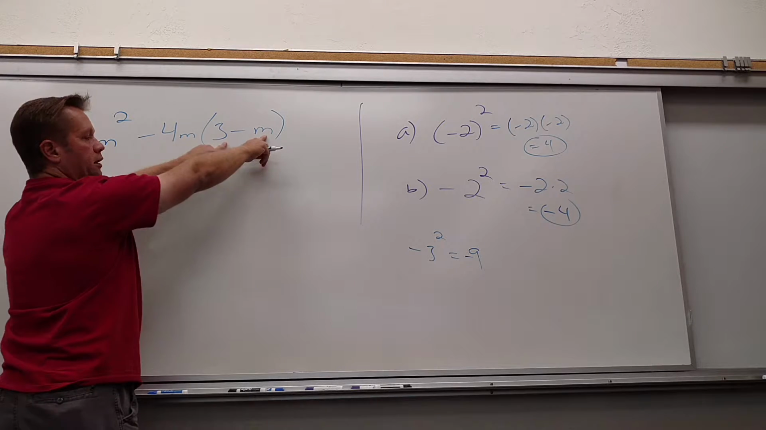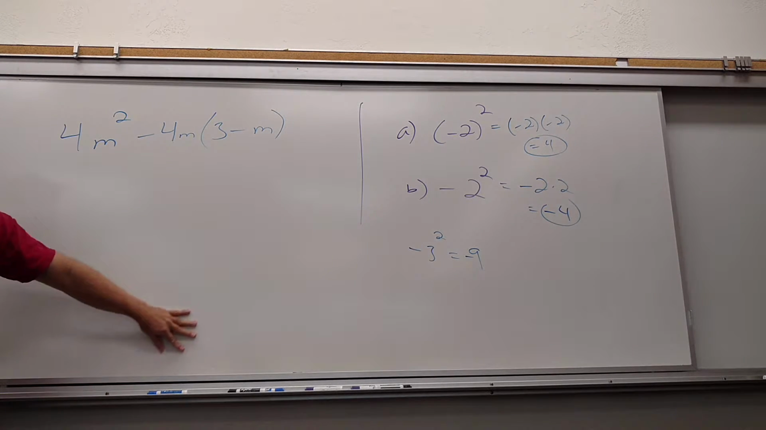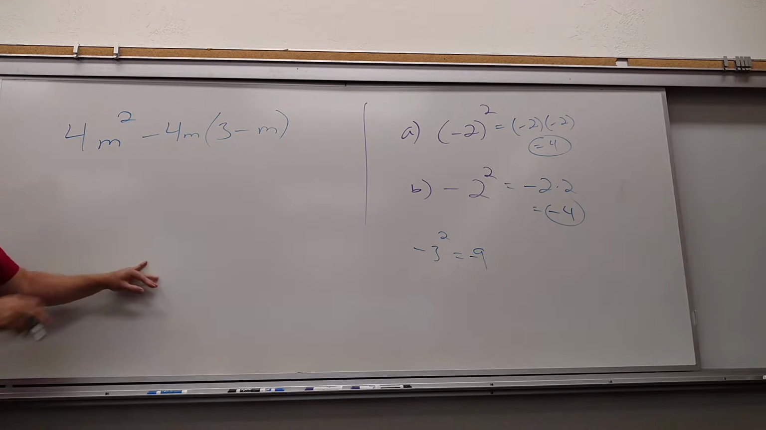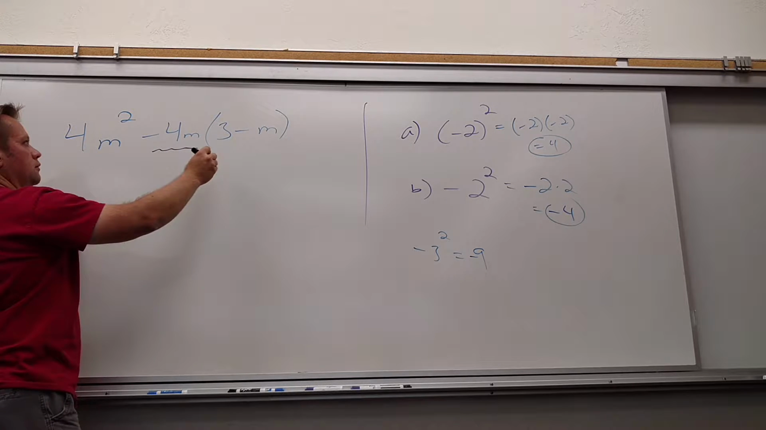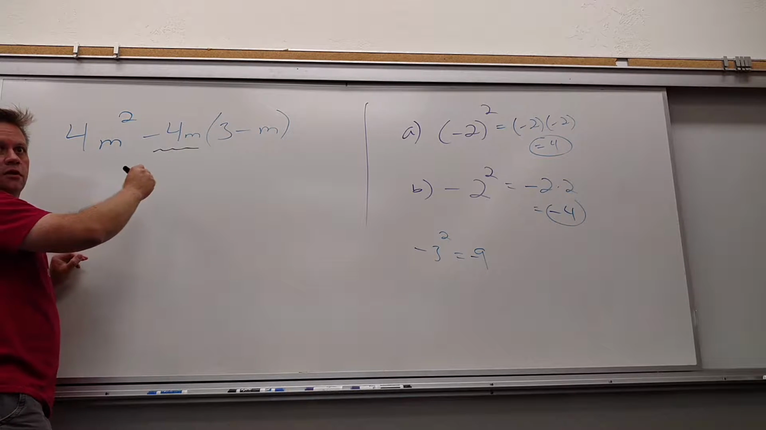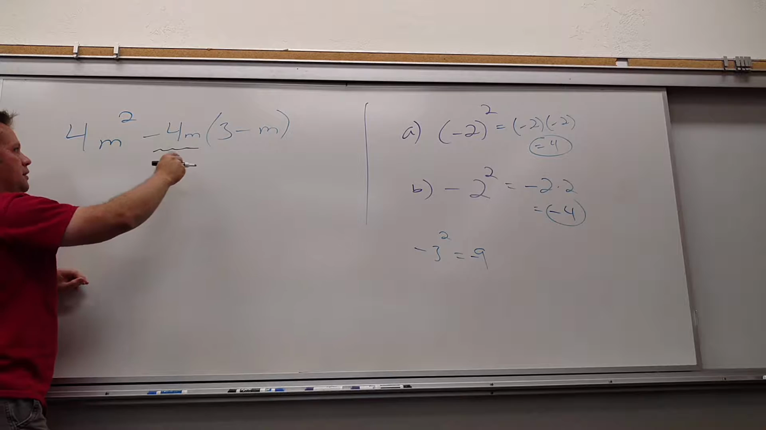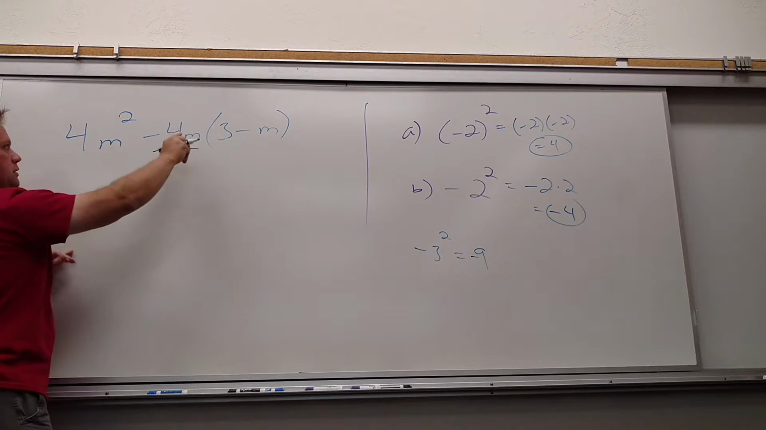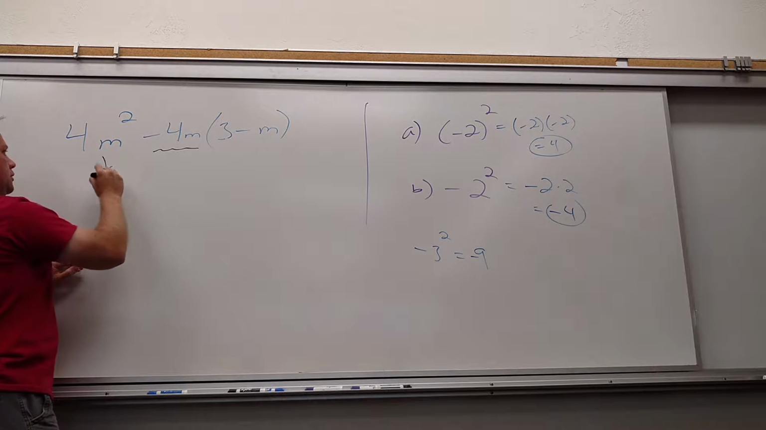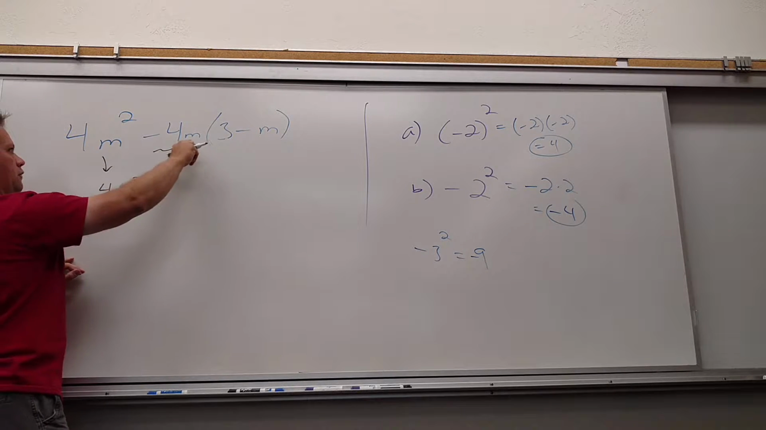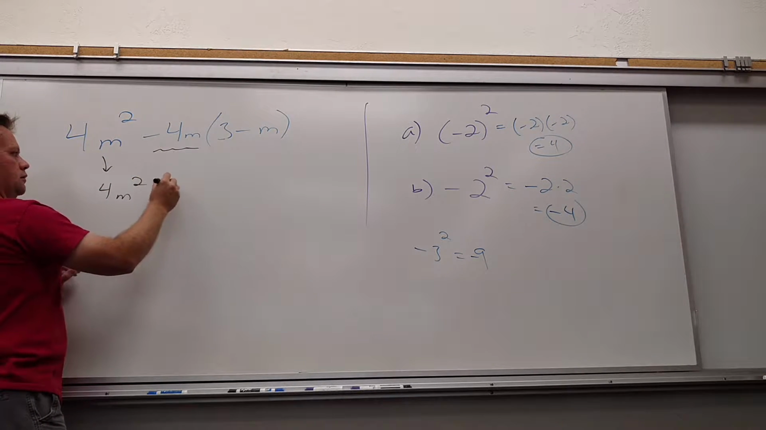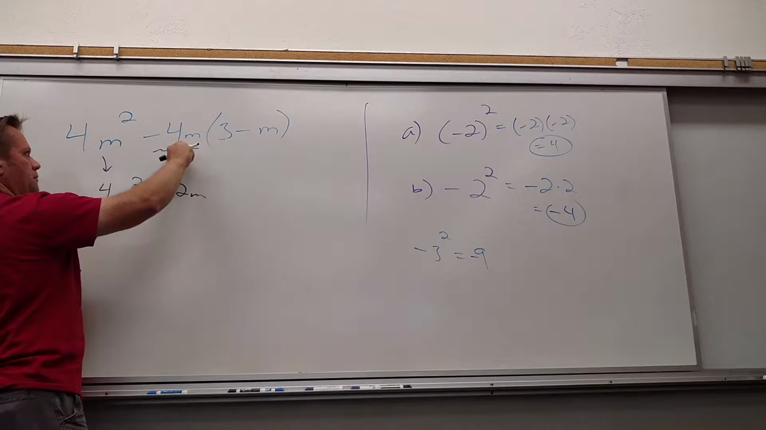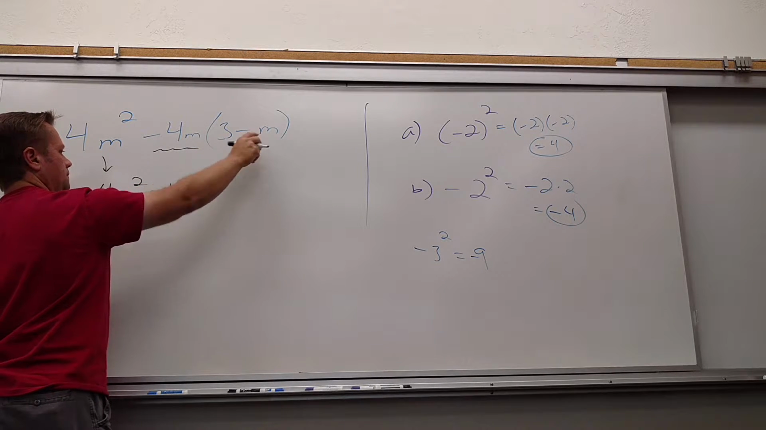Yeah, well, here I can't do anything, right? 3 minus m is 3 minus m. So what do I do? Distribute. Two things. It's got to go to both, of course, but it's negative, right? So what's negative 4m times 3? This is still here. Negative 4m times 3. Negative 4m times negative m.